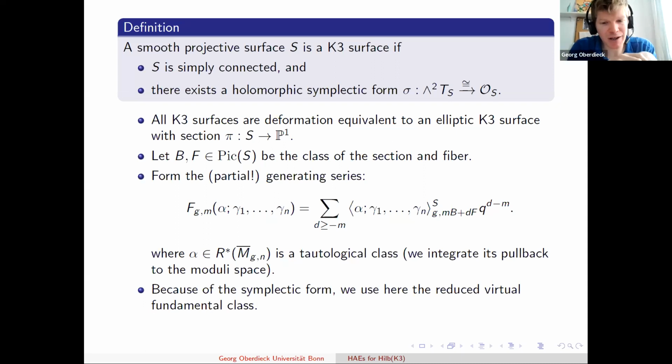And so to formulate this correctly, in some sense the neatest way is just to work with an elliptic K3 surface from the start, and then this one calculation by a deformation argument will determine the invariants in all different cases. So the way this works is, all K3 surfaces are deformation equivalent to an elliptic K3 surface pi, so you have an elliptic fibration S to P1 with a section. And then we can look at the class of the section, we call that B, and then we can look at F, which is the class of the fiber.